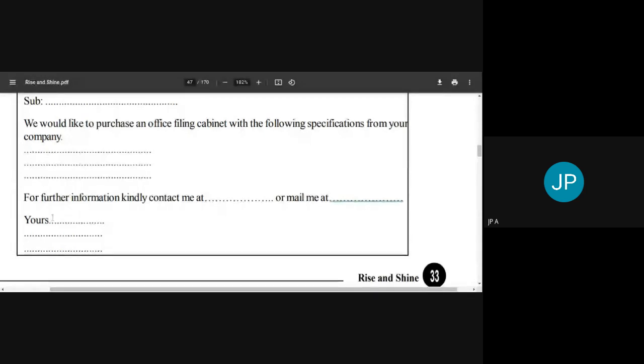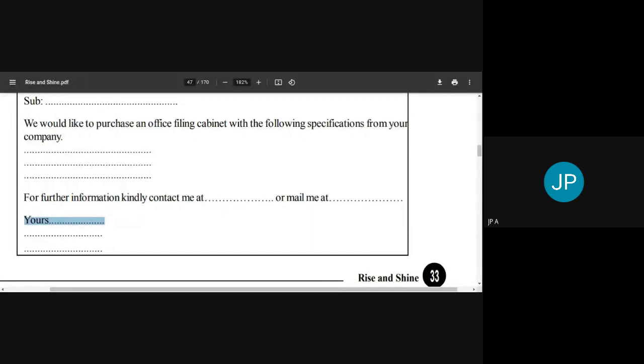And here the complimentary clause in most official letters is yours faithfully, and you put a comma. The most commonly used is yours faithfully, but there are also many other complimentary clauses which are used, like yours sincerely, yours truly, etc. Most commonly used is yours faithfully. In all official letters, we use yours faithfully.